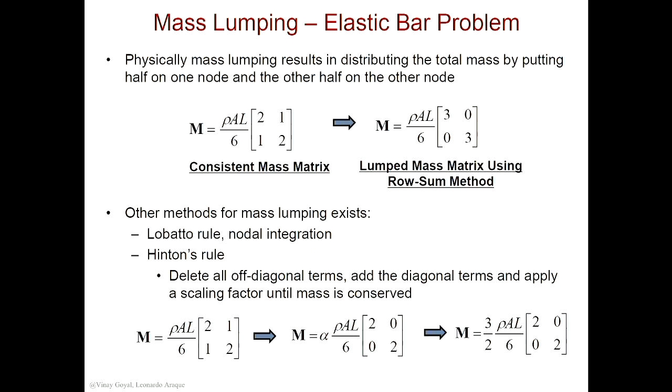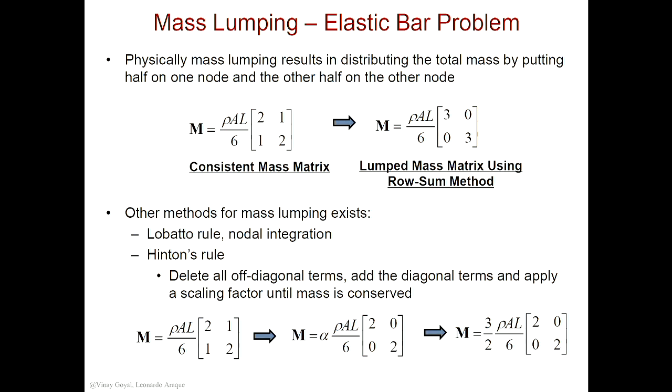So then, other ways to lump it. That's one method. Another method is called the Lobatto rule, nodal integration. I will not cover this here. There's another rule called Hinton's rule. That rule is easy. That rule is basically delete all the off-diagonal terms. Just delete them. Don't worry about them. Make them 0. Okay.